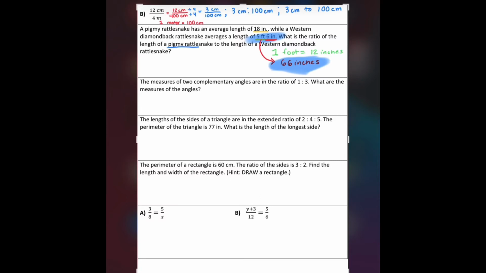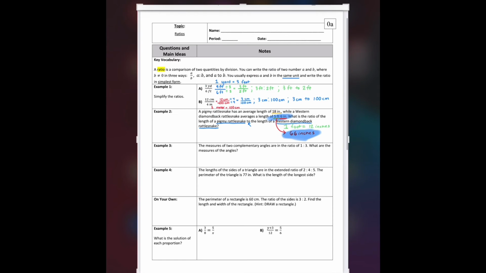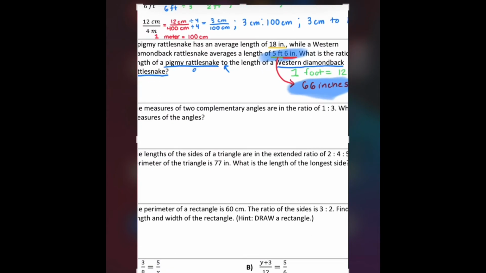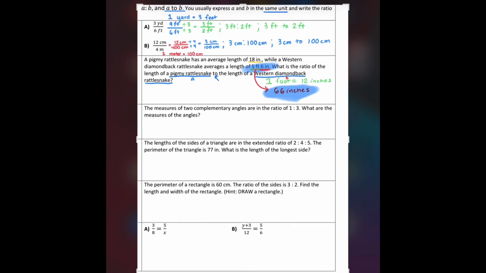So now that everything's in the same unit, we're going to look at the phrasing of the question. It says, what is the ratio of the length of a pygmy rattlesnake to the length of a western diamondback? So if you look back at the key vocabulary, A to B. Our A is going to be our pygmy, and our B is going to be our western diamondback. Now we're ready to set up the ratio: 18 inches over 66 inches.